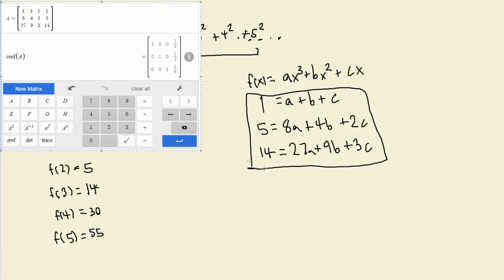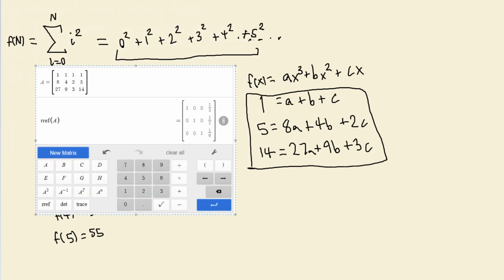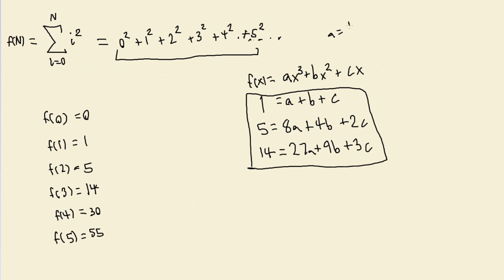And so with the matrix, I just plugged in the coefficients here. I got 1, 1, 1, and 1. That's this first equation here. And then I did 8, 4, 2, and 5 for the second line here. And then the third line here would be 27, 9, 3, and 14. And then I solved this matrix for the coefficients. I got that the first coefficient a would be equal to 1/3, the second coefficient b would be equal to 1/2, and the third would be equal to 1/6. And so a here would be equal to 1/3, b 1/2, and c 1/6.